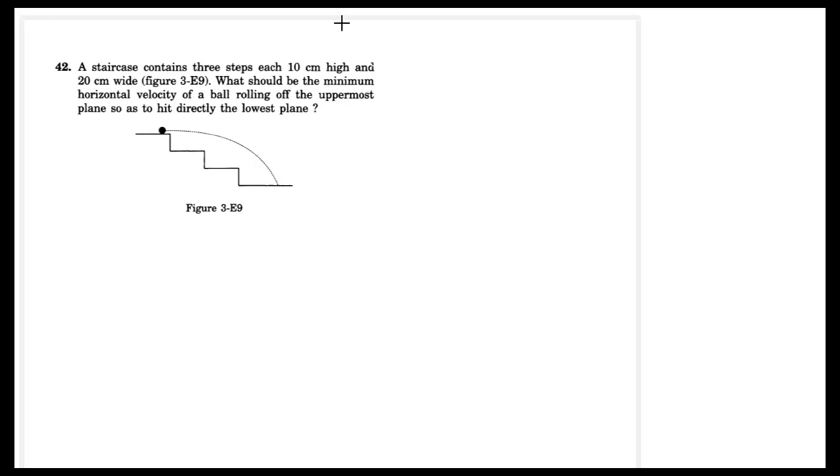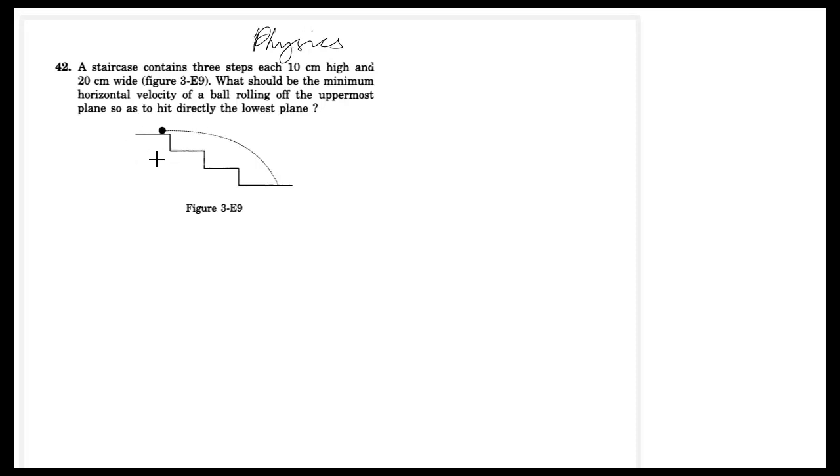We'll try to solve a question here from the book S.C. Verma, chapter Rest and Motion Kinematics. So we will try to solve question number 42 of S.C. Verma book of chapter Rest and Motion Kinematics.